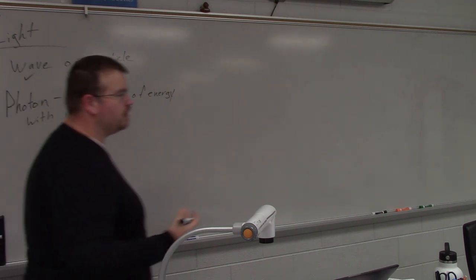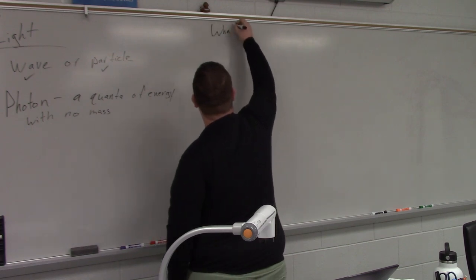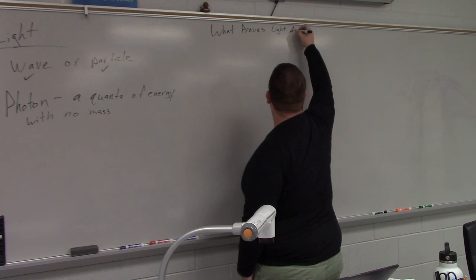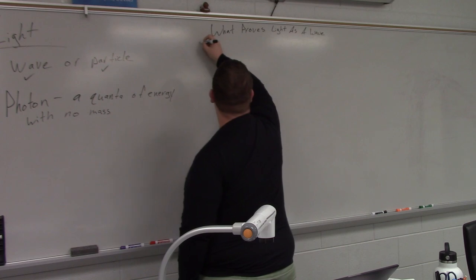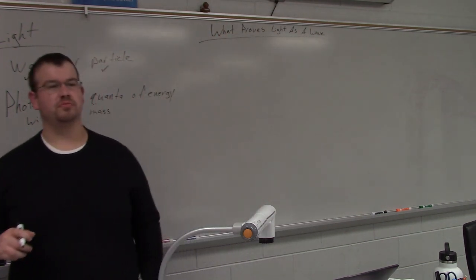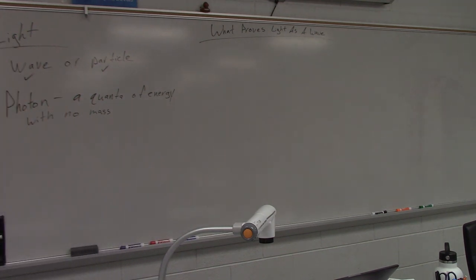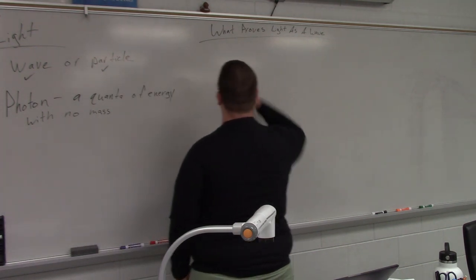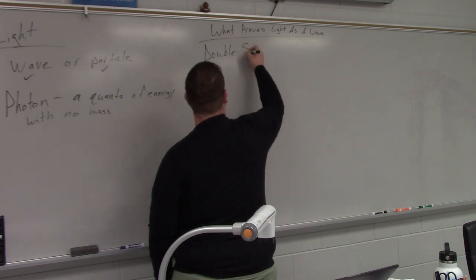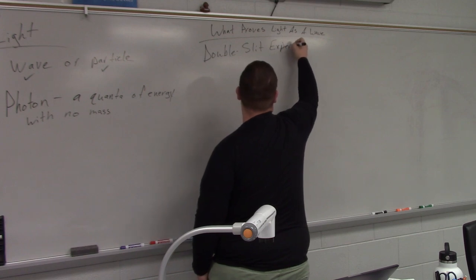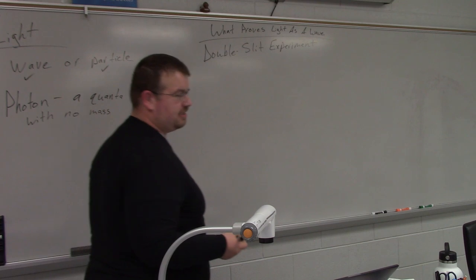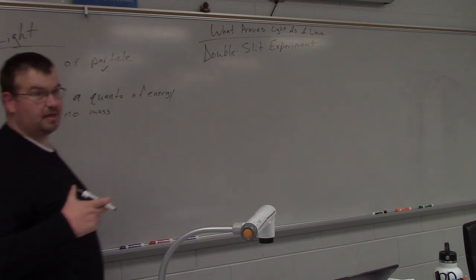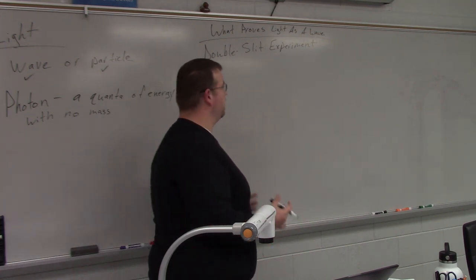But if we're going to do this, we have to understand what proves light as a wave. There are different things we can do to prove light as a wave, but the number one thing has a very special name. And there's a reason we bring this in. What proves light as a wave? The double slit experiment.